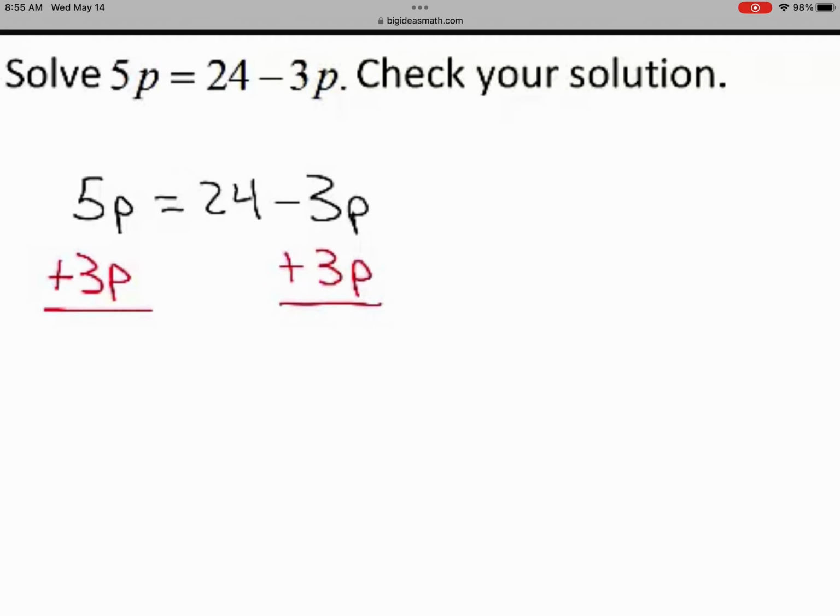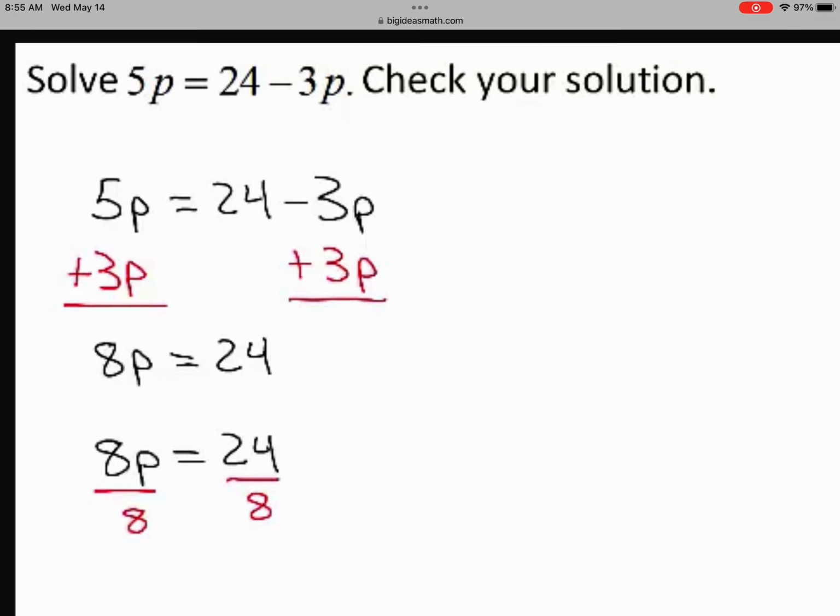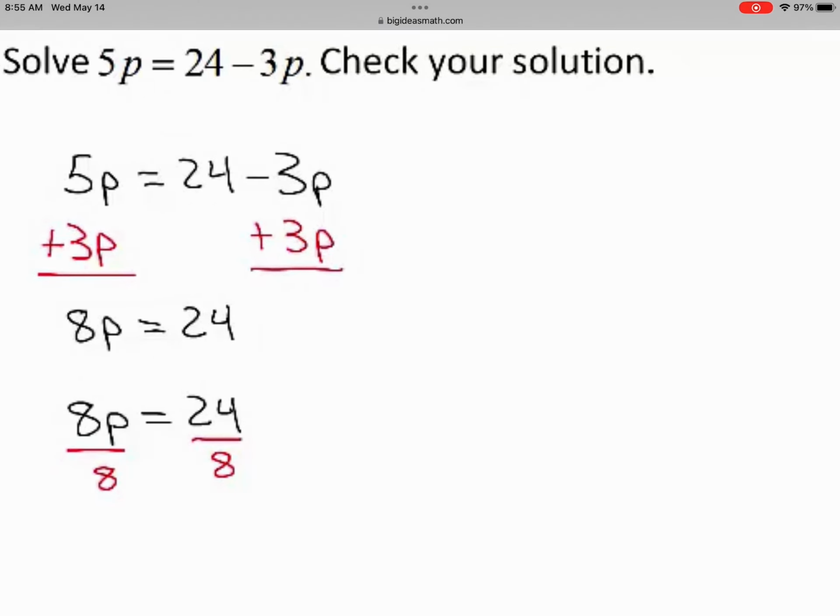Then add 3p to each side of the equation. Because 5p plus 3p equals 8p, and negative 3p plus 3p equals 0, 8p equals 24. Next, divide each side of the equation by 8 to get 8p divided by 8 equals 24 divided by 8. Because 8 divided by 8 equals 1 and 24 divided by 8 equals 3, p equals 3.